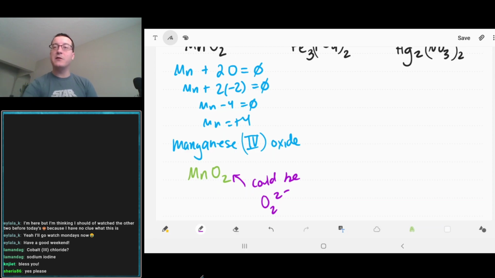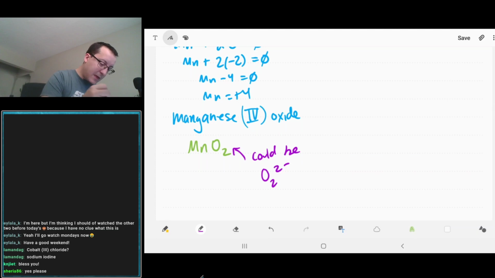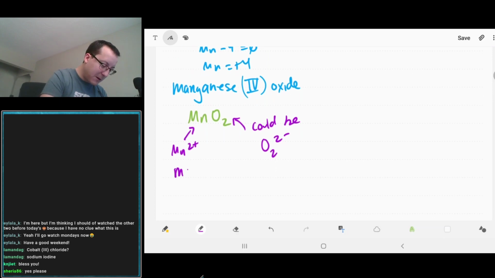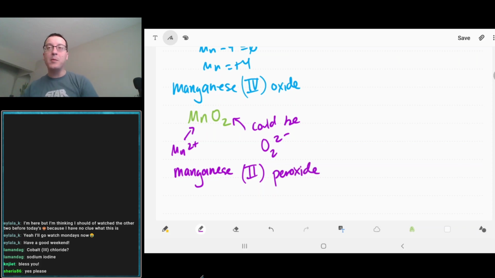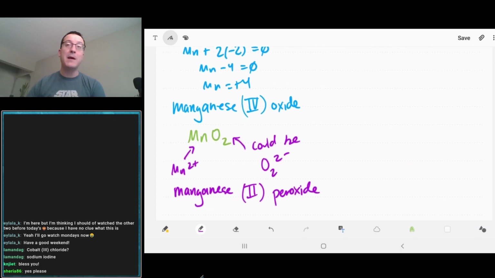So remember, peroxide is one of our polyatomic ions, and if that's the case, then this would have to be 2 plus to balance out the 2 minus from peroxide, and so this could be manganese 2 peroxide. That's probably not the case because peroxides are not very stable. And so it's unlikely to be this, but technically from this formula, you could get either of those names, depending on which one that O2 represents.